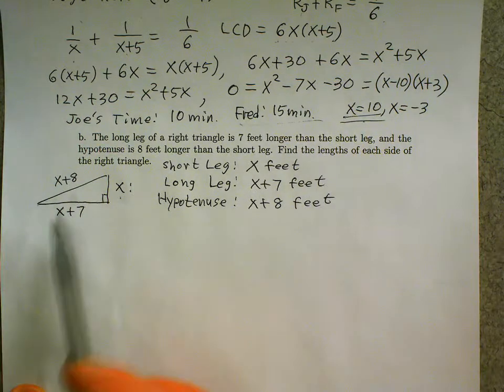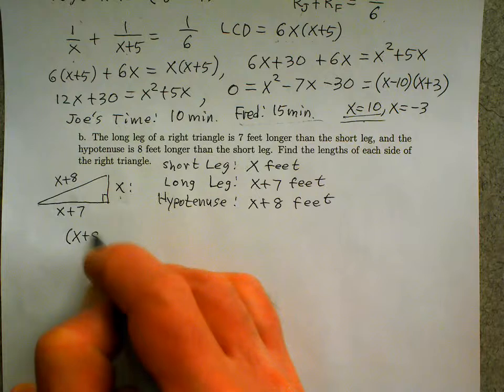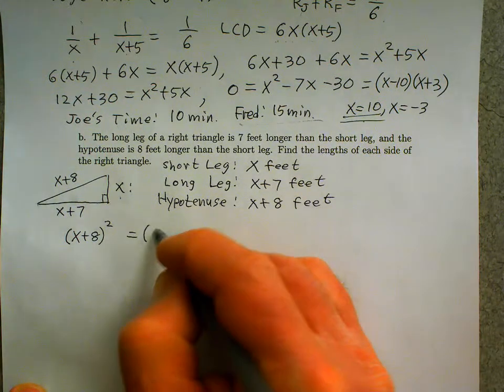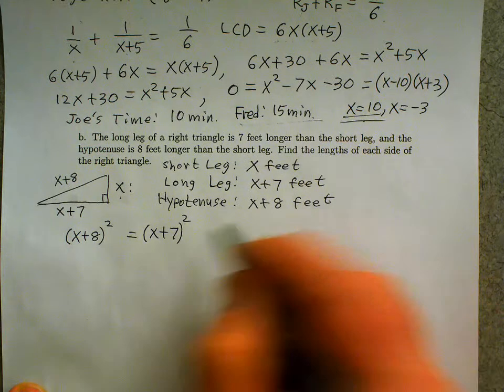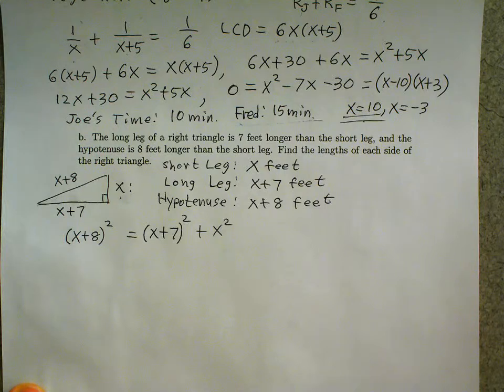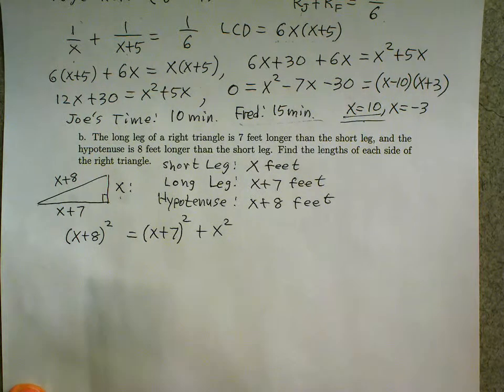So we square the length of the hypotenuse, x plus 8 squared, and that's equal to the sum of the squares of the lengths of the two legs. So that's equal to x plus 7 quantity squared plus x squared. We get a quadratic equation, so we're going to multiply everything out, combine like terms, set one side equal to 0, and then solve the quadratic equation.